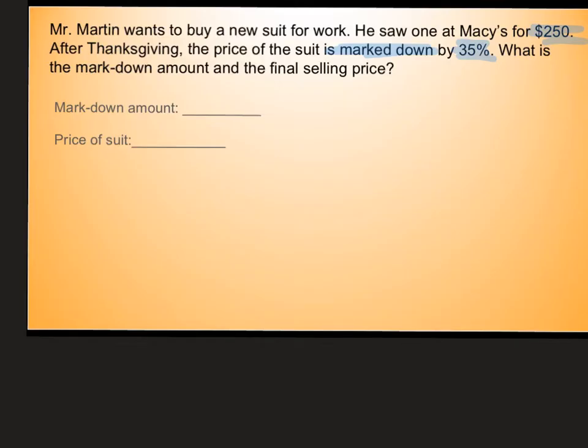So first thing we have to figure out is how much this suit is being marked down, right? We can't figure out the new cost of the suit with the discount without figuring out how much the discount actually is in money. So the way we're going to do that is take our 35%, we're going to turn that into a decimal first. 35% as a decimal would be 0.35, and we're going to multiply that by our starting wholesale price, which was $250. So take our percentage, multiply it by our starting price.